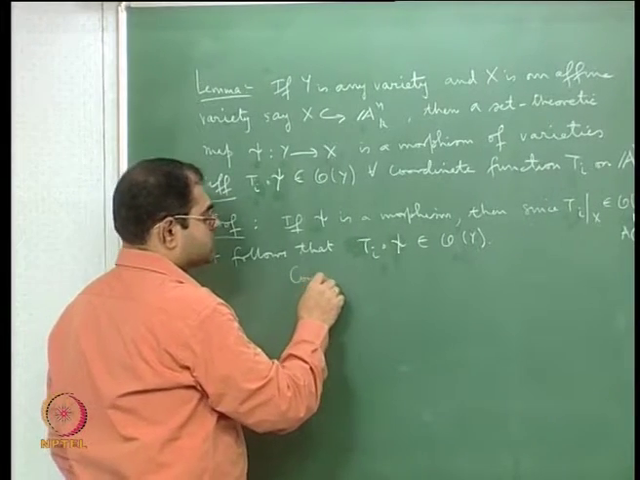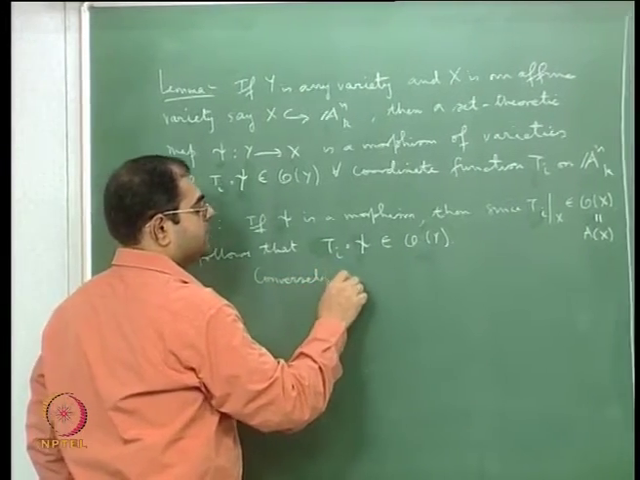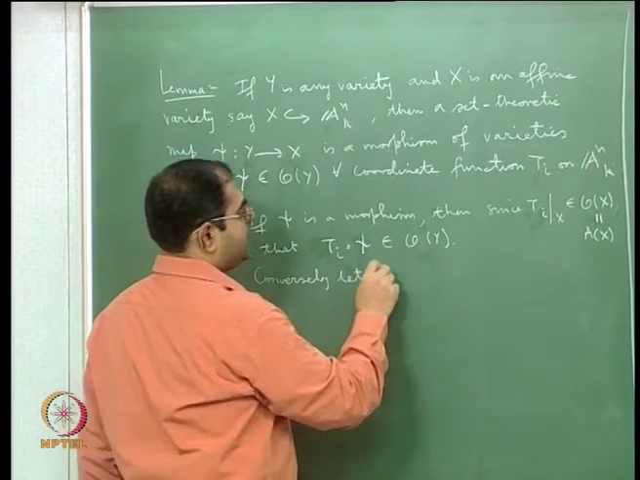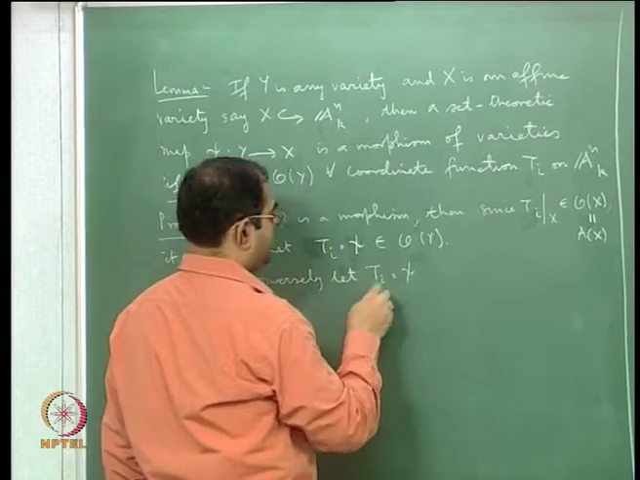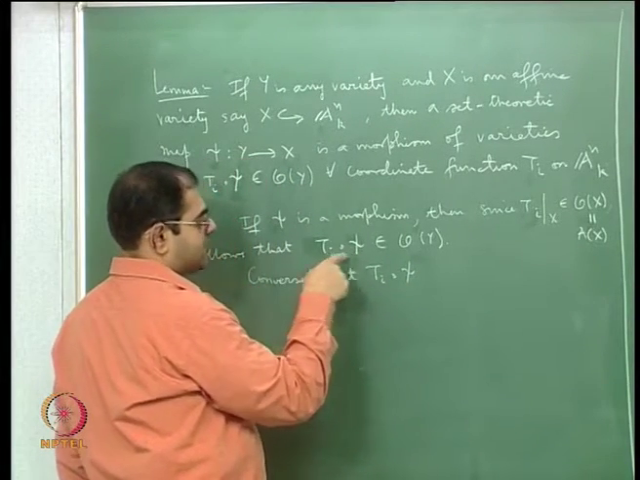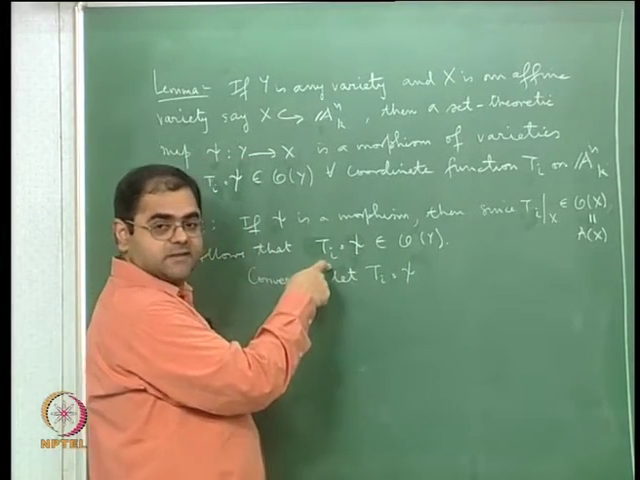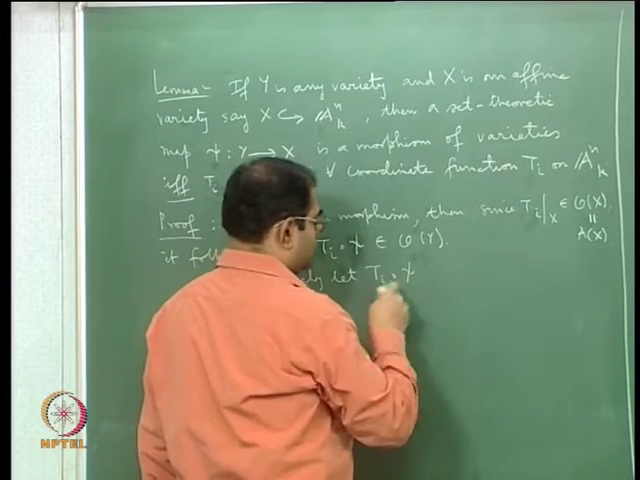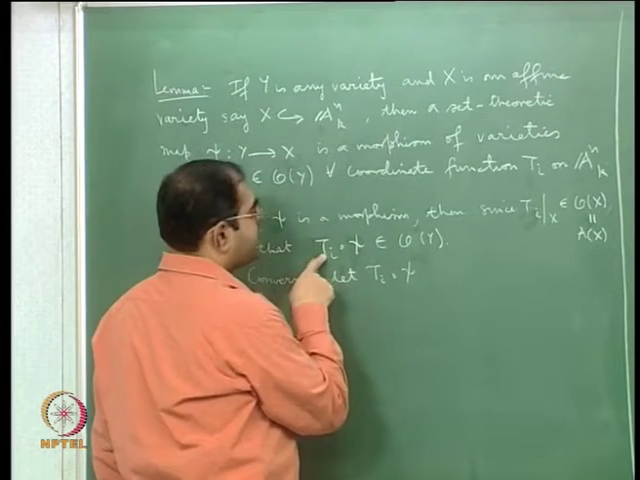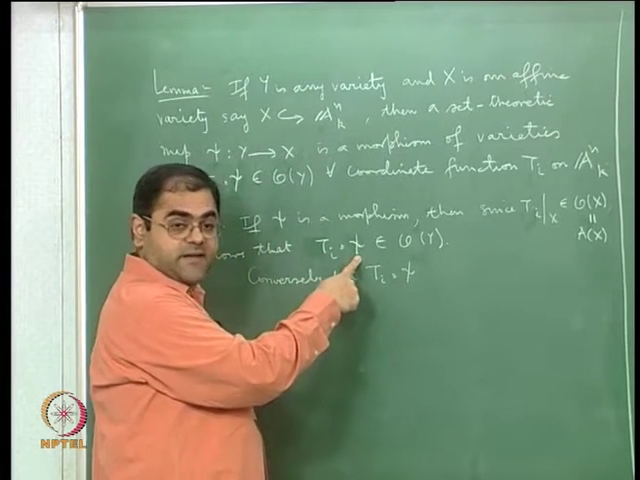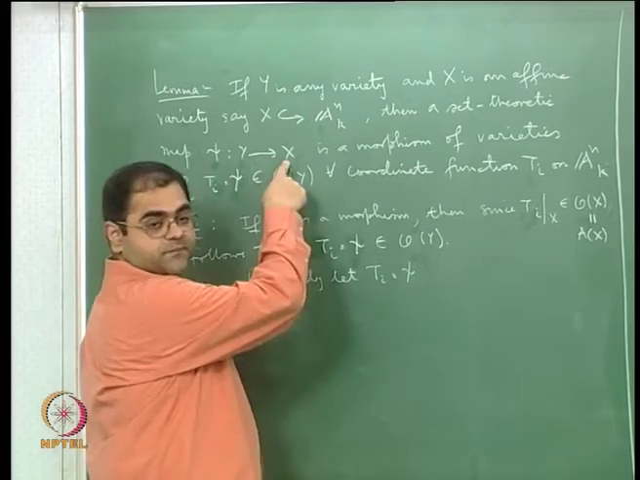Conversely, let ti circle psi be regular functions on y. If you want, of course, here when I say ti circle psi I mean ti restricted to x, circle psi. It does not matter, but that is what it means, because I am evaluating ti on the image of psi which is x, because psi goes into x, okay.